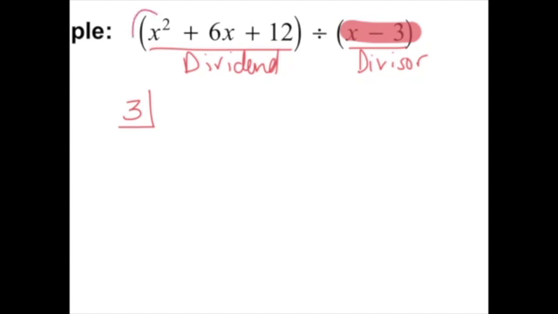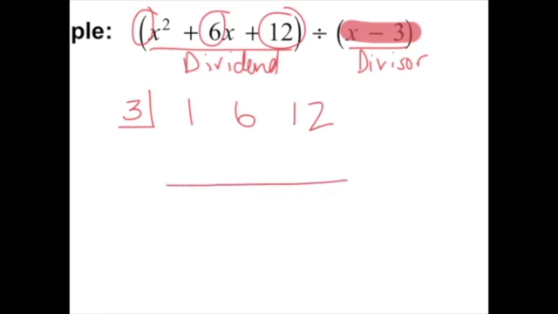Then we look at all the coefficients of the dividend, and we write those down: 1, 6, and 12. We draw a line a little bit below. We've got to give some space because we're going to fill in this space right here. Step 1, bring the first number down below. And then you multiply whatever's down here by whatever's up here, and it goes here. So 1 times 3 is 3.